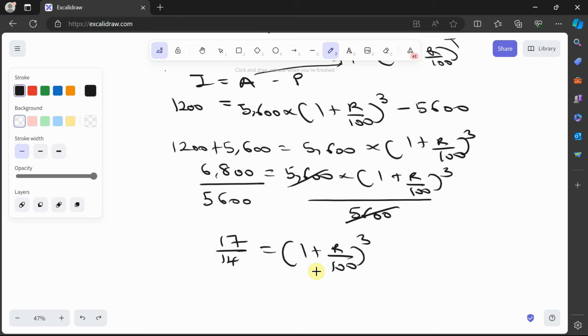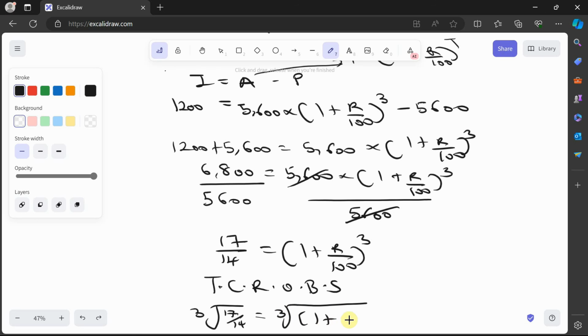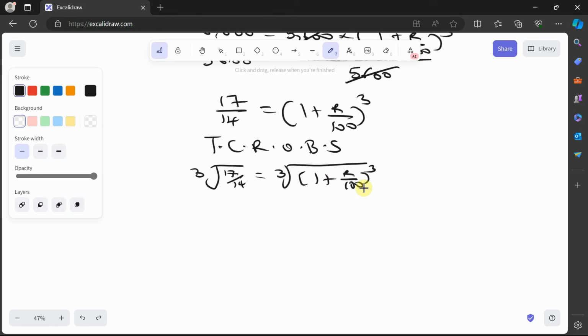So if I want to make just 1 plus R over 100 be what would remain, I have to take the cube roots of both sides. So if I take the cube roots of both sides, what would that give me? That would be cube root of 17 over 14 is equal to cube root of 1 plus R over 100 raised to the power of 3. And we know this already, that this would take out the power of 3 inside this side. So if I press the cube root of 17 divided by 14 in my calculator, this gave me 1.067. Let me just leave it at that.